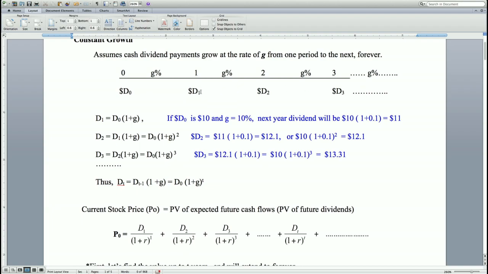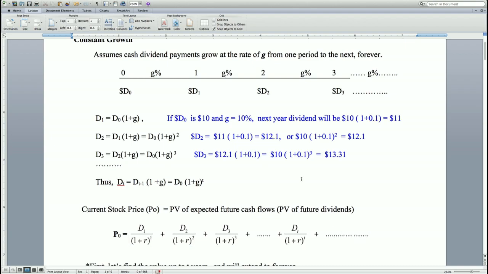That means D1's value today uses the formula D1 over 1 plus R. D2's value today is D2 over 1 plus R to the power of 2. For D3, in year 3 you will get a certain dividend, but today's value uses the present value formula: future money over 1 plus R to the power of T. So year 3 means 3. On and on we can do this, but it goes forever. That means you would have to do it until when? Forever. That's not possible.